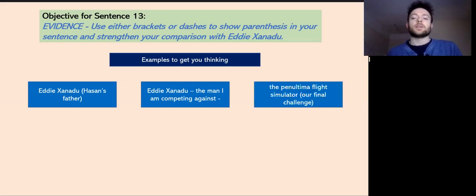And the last example I've got is this one, okay? This is mid-sentence. So here we have, in contrast to Eddie Xanadu, which is a really nice way to do a comparison, by the way, just a little hint. In contrast to Eddie Xanadu, I successfully completed the penultimate flight simulator, our final challenge in brackets, by carefully landing the rocket in the correct spot twice, okay? So again, take out that. In contrast to Eddie Xanadu, I successfully completed the penultimate flight simulator by carefully landing the rocket in the correct spot twice. All right, so we know that each one sentence makes sense without that parenthesis, okay? So we've done it correctly, and that's the best way to check.